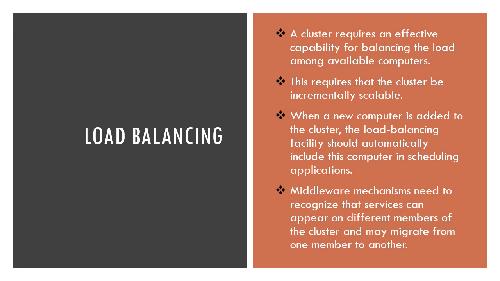Middleware mechanisms need to recognize that services can appear on different members of the cluster and may migrate from one member to another. This migration may be because the system was load balancing, so it migrated a service from a heavily loaded node to a lightly loaded node, and this migration may be because the original node failed, so the service was migrated to an alternate node.